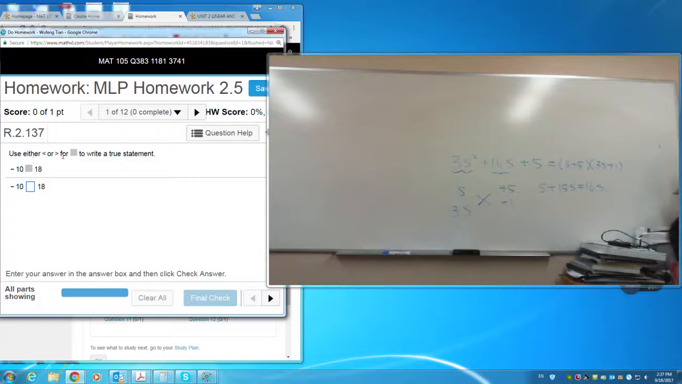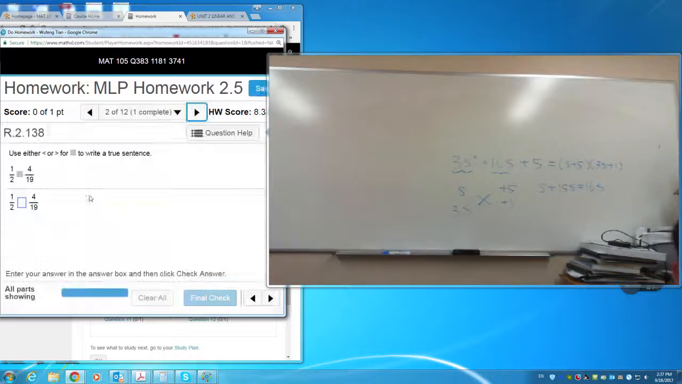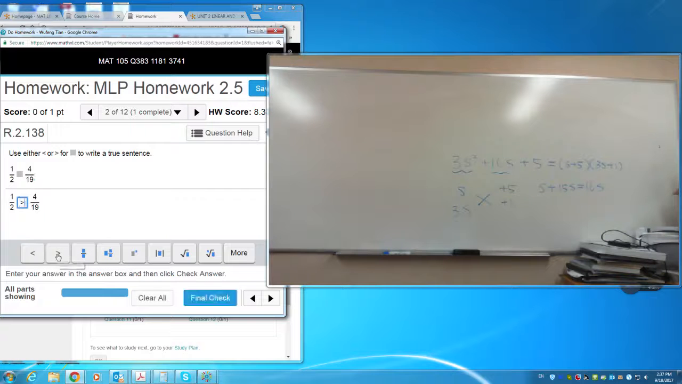Use either bigger than or less than. Obviously 18 is bigger. 1/2, 4 over 19: 1/2 is bigger because 4 over 19 is way less than 1/2.